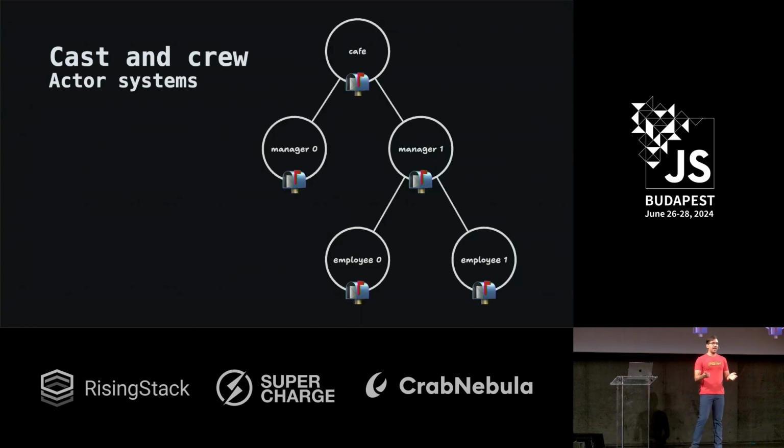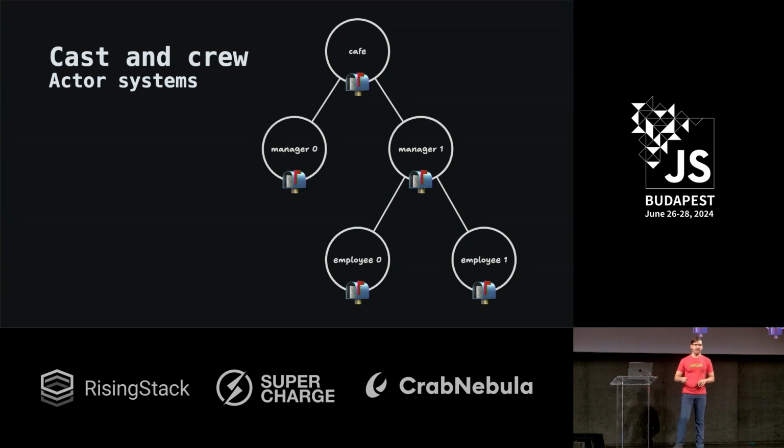So like I said, actors need to work together. You can't just have one actor. So this is known as an actor system. Still going by the coffee analogy, you could probably tell I really want coffee right now. A cafe might have two managers, right?